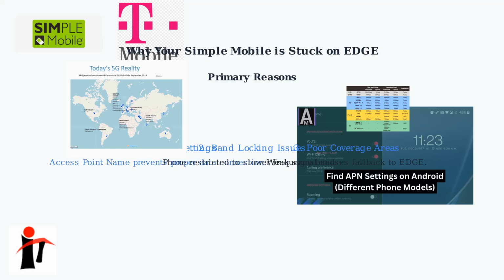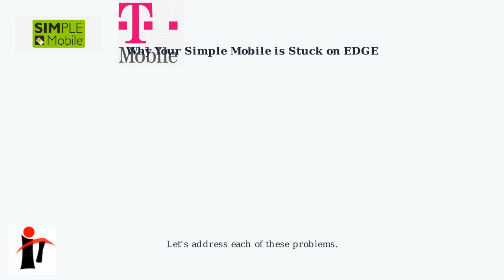An incorrect APN, or access point name, prevents your device from properly connecting to Simple Mobile's data network, forcing it onto Edge. Band locking refers to your phone being restricted to specific, slower frequency bands, instead of utilizing the faster bands available. Finally, weak coverage areas will naturally cause your phone to fall back to the older Edge network. Let's dive into how to address each of these.